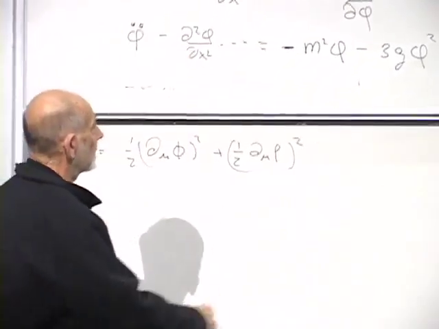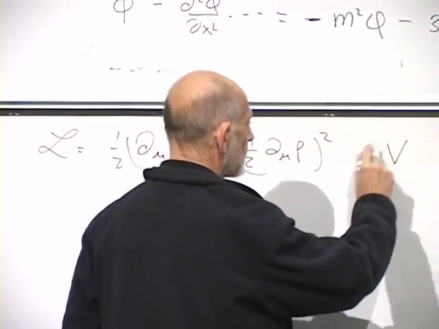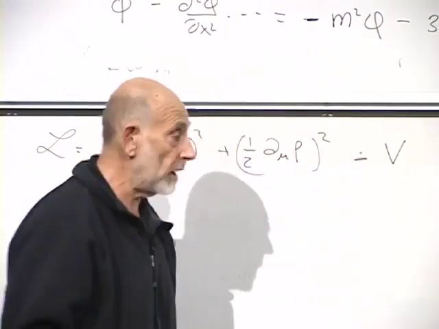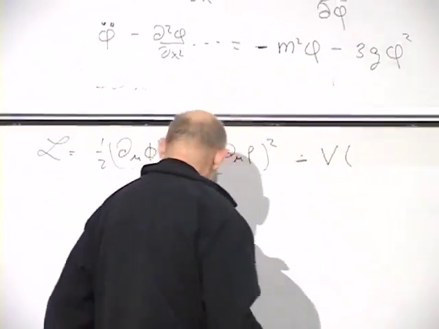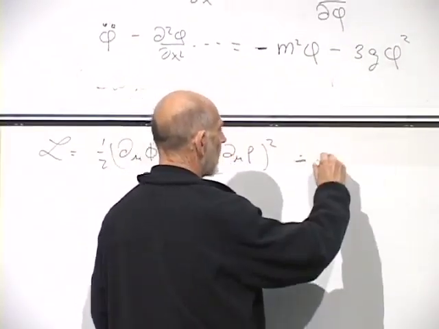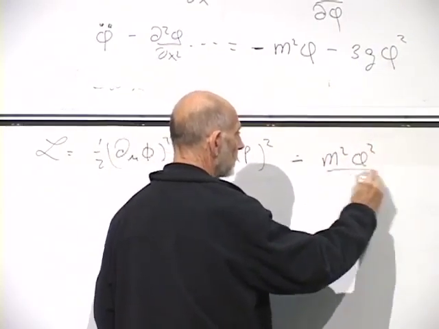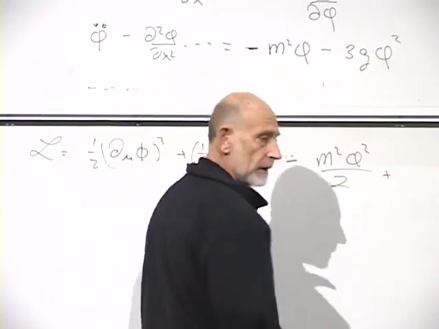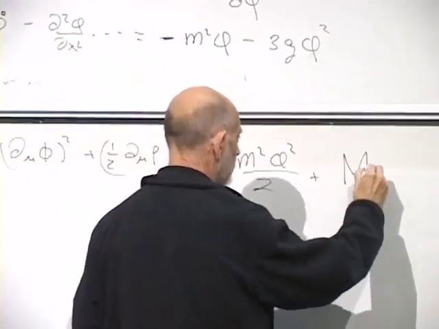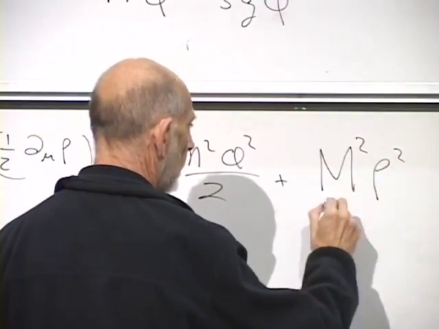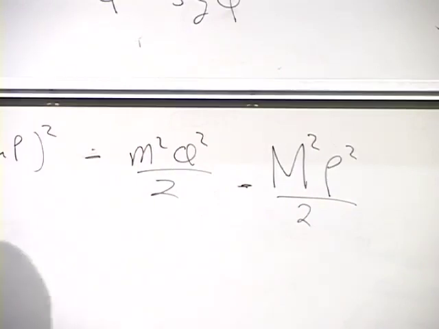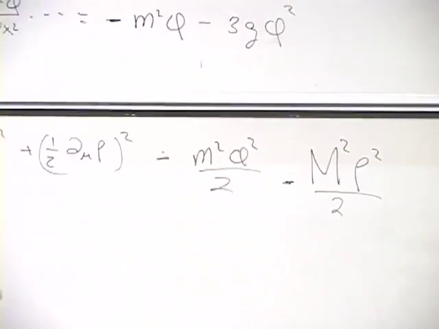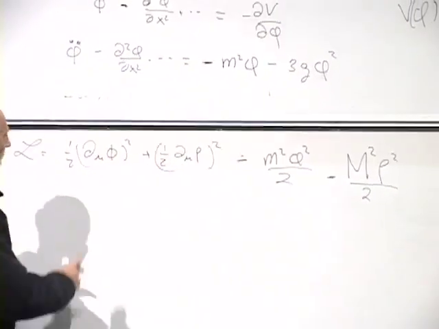And then we can add some V, some potential energy, which depends on both phi and rho. Let's take an example. There could be an m squared phi squared over 2, and some other constant, let's call it capital M squared rho squared over 2, minus. If that's all I had, then the field equations would be uncoupled, separate field equations for phi and rho. Right?